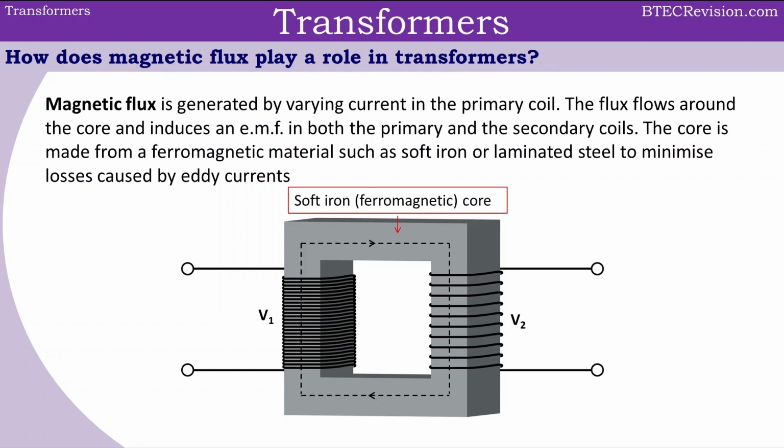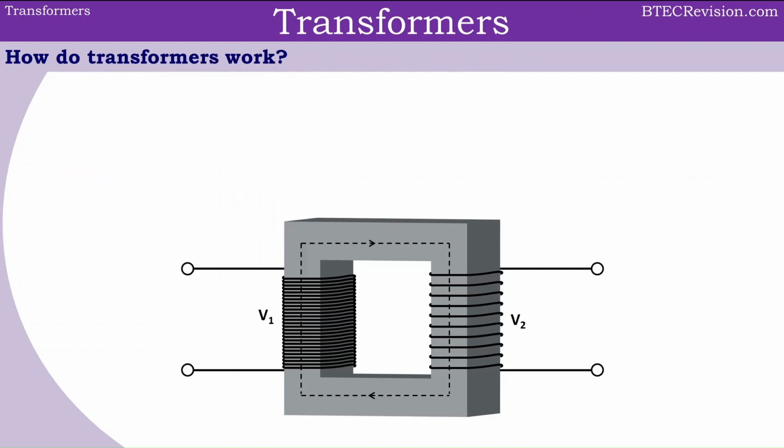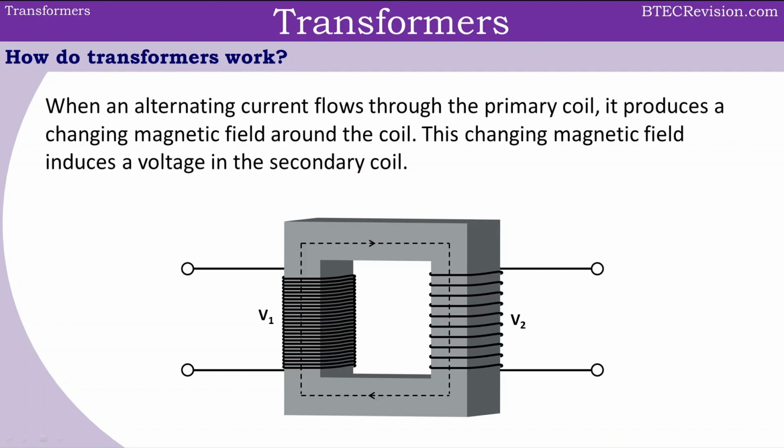And here is the soft core, which is a ferromagnetic material, i.e. iron. And here is where the magnetic flux is flowing. When an alternating current flows through the primary coil, it produces a changing magnetic field around the coil. This changing magnetic field induces a voltage in the secondary coil.